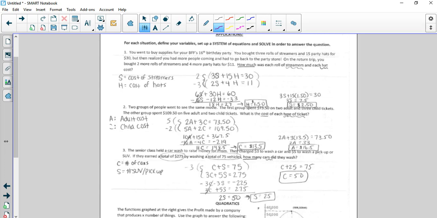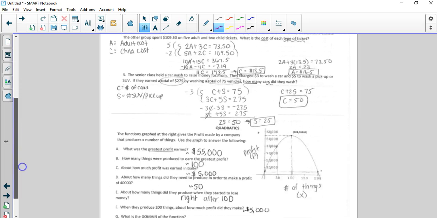Again, you can choose 10 and negative 10 or 6 and negative 6. Here we went with 10 and negative 10. Doesn't matter. Again, decimals are okay because it is a money problem. So $13.50 for a child ticket and $16.50 for an adult ticket.